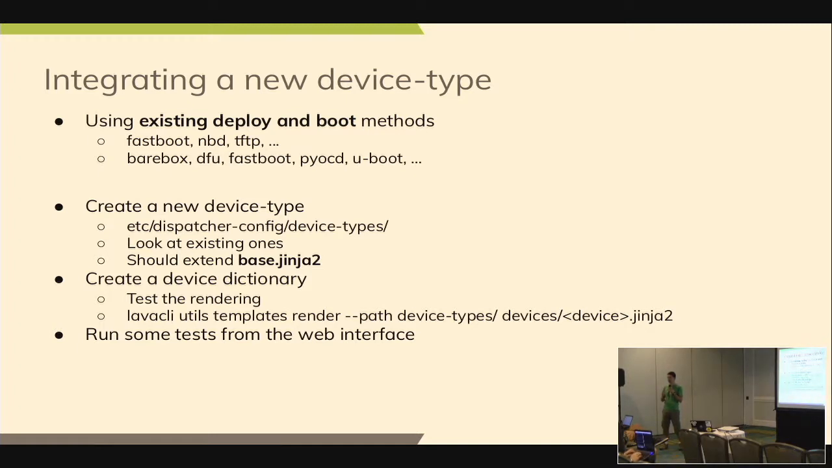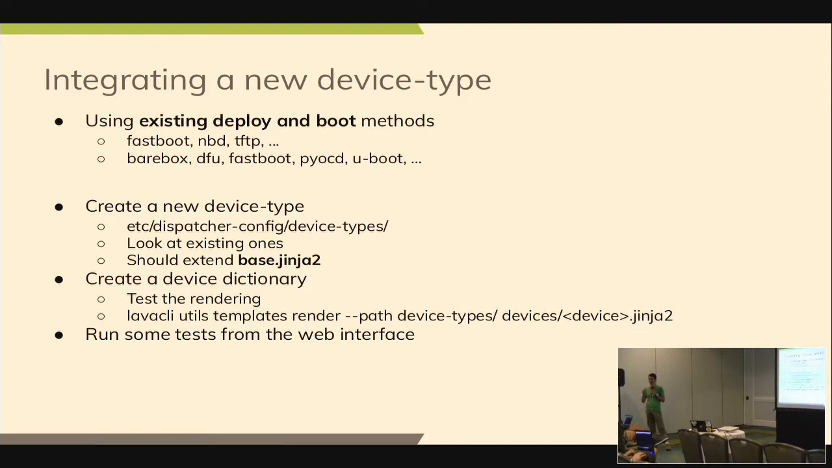If the method is already supported by Lava, like you're deploying on TFTP, NBD, or Fastboot, and the boot method is already supported, so barebox, DFU, PyOCD, U-Boot, or something, it should be pretty easy. In this case, if the methods that you will use for deploying and booting are already supported by Lava, it's then just a matter of creating the right configuration files. So you will have to create a new device type that will be in /etc/dispatcher-config/device-types. It's a Jinja 2 template. In this directory, you will find a lot of examples. Look at the existing ones.